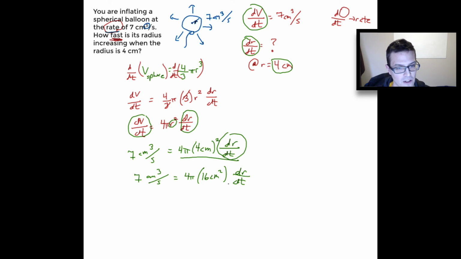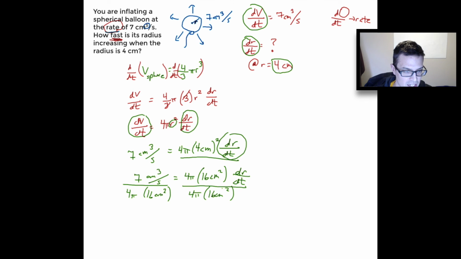So things are simplified a little bit more here. Now from here, I'm going to divide both sides by 4 pi times 16 square centimeters. Do the same thing to this side, 4 pi times 16 square centimeters. Now you should notice that this centimeters cubed divided by centimeters squared will cancel out, and then both of these will cancel out as well. So you're only left with centimeters on this side, which makes sense because our unit for the change in radius over change in time is going to be centimeters per second. This is going to cancel out.